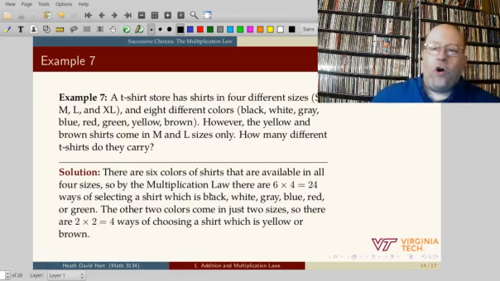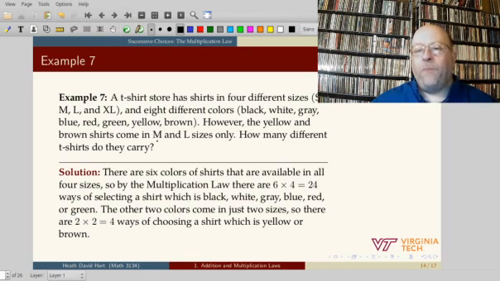So there are 6 colors of shirts that are available in all 4 sizes, and 2 colors that come in just 2 sizes. So the choices are not independent of each other. If I have chosen a size first, then I might have 8 colors to choose from, or I might have 6 colors to choose from, depending on which size I chose. If I chose my color first, I might have 4 sizes to choose from, or only 2 sizes to choose from.